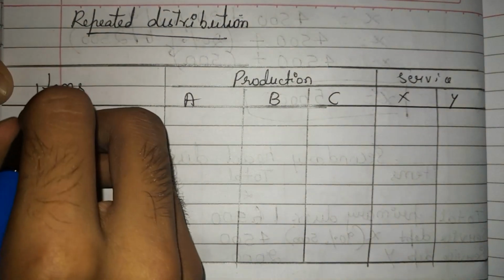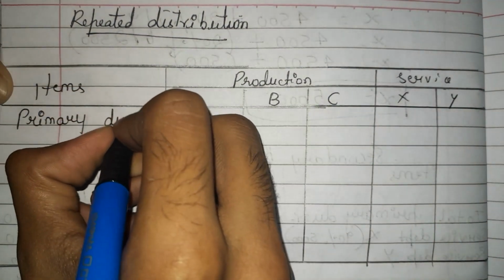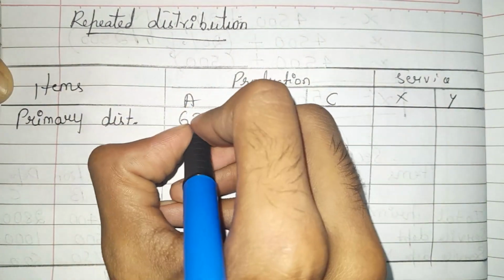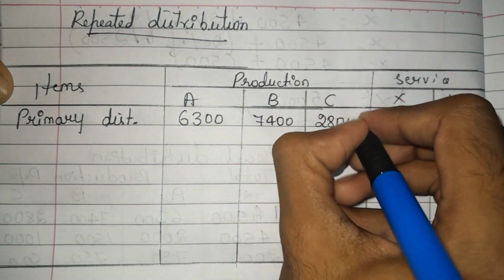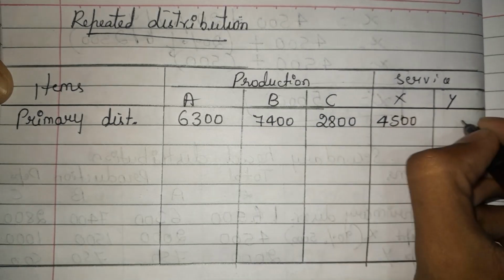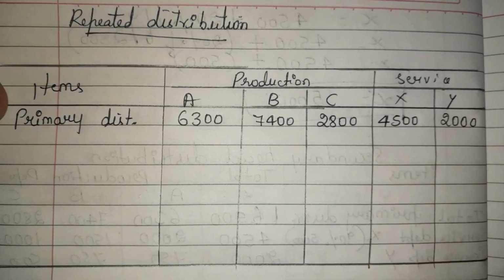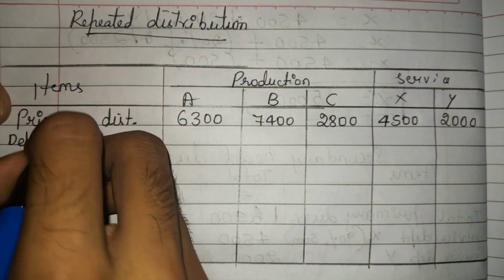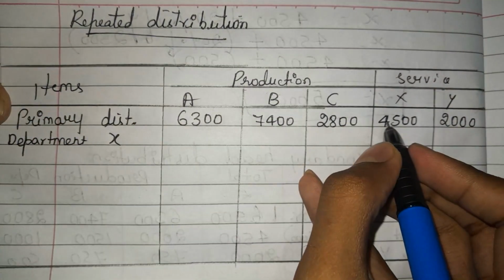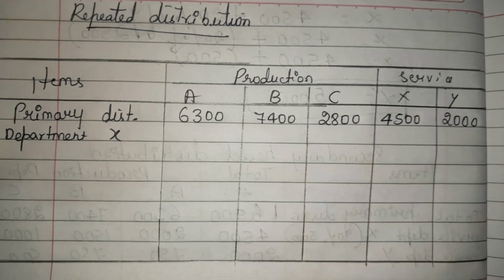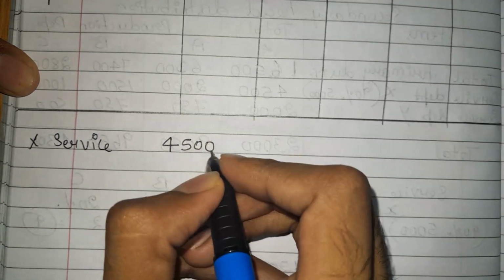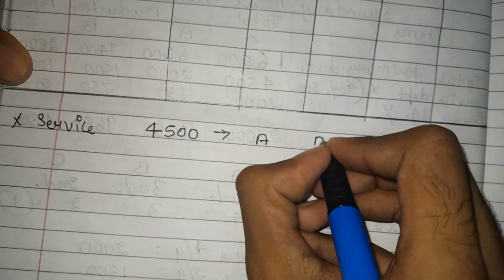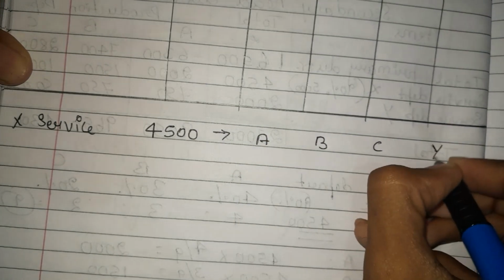So according to primary distribution, whatever they have given in the question, first let us write the amount. A department is 6300, B department is 7400, C department is 2800, X department is 4500 and Y department is 2000. Now first let us divide this X department's percentage. Now see here, X service department, how much is actually 4500. Now this has to be divided to A department, B department, C department as well as Y department.